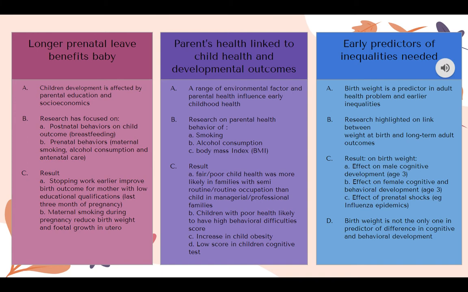The early predictor of inequality is needed as it acts as a predictor in the health problem and inequalities. Researchers highlight on link between weight at birth and long-term health outcomes. The result is male cognitive development at age 3, female cognitive and behavior development at age 3, and also parental shock, which are further epidemics.